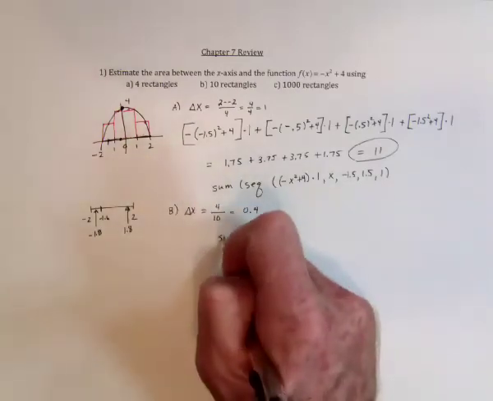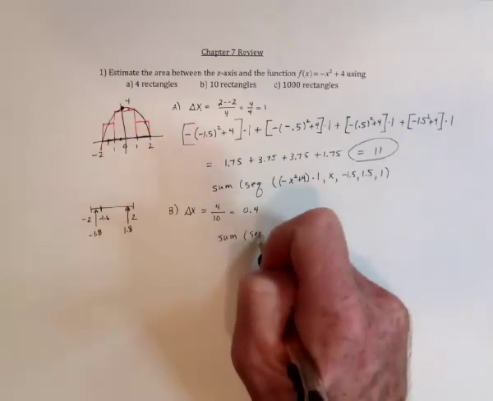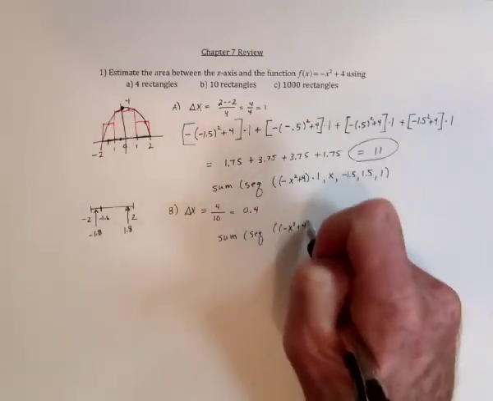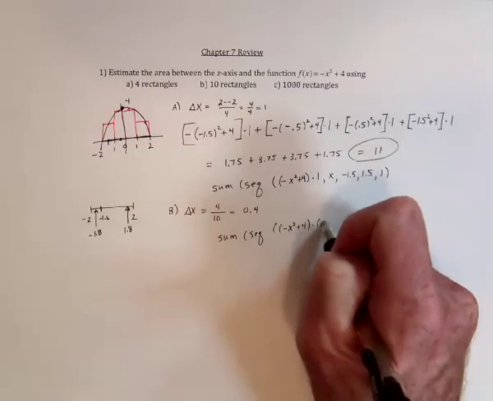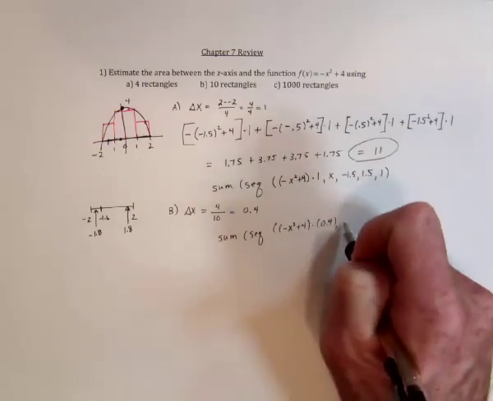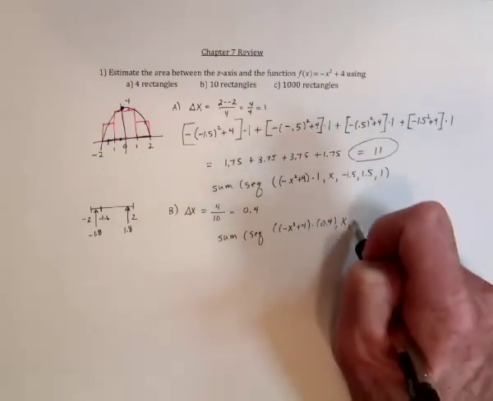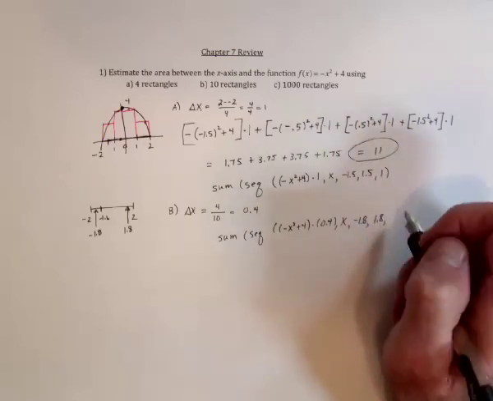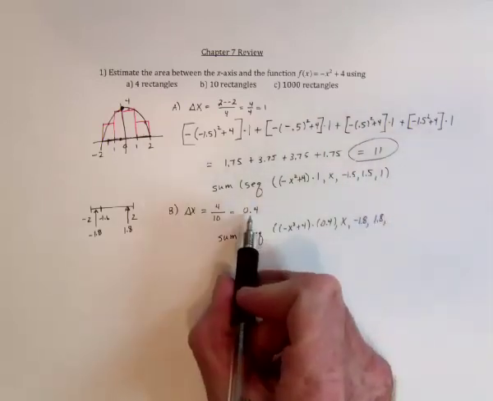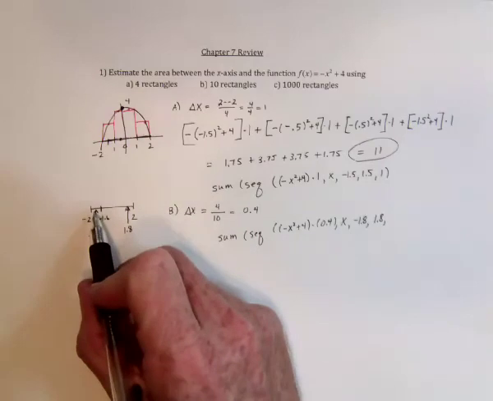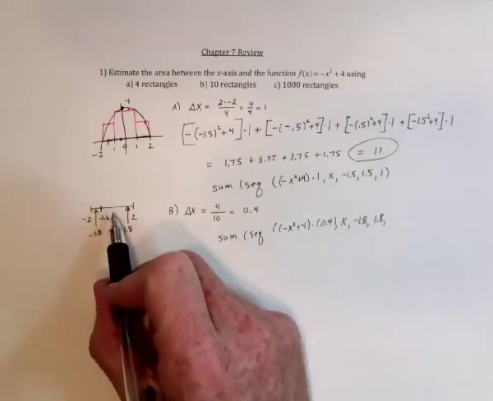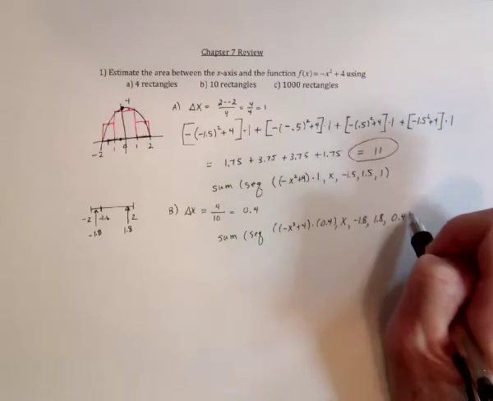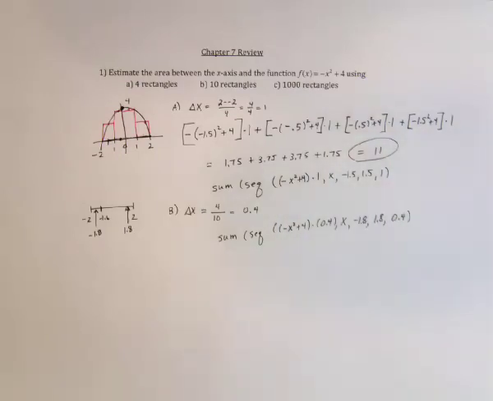So we'd have the sum of the sequence of negative x squared plus 4 as the height of the rectangle, and then 0.4 for the width of each rectangle, and then x goes from negative 1.8 to positive 1.8 in increments of whatever this is, because each one is a length of 0.4, so each time we would need to move over 0.4.